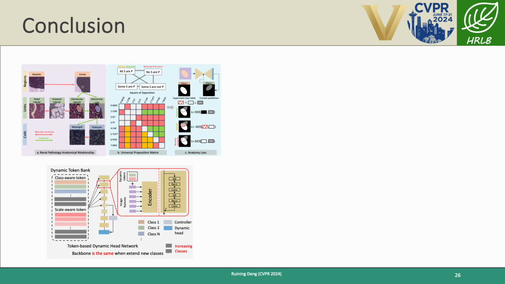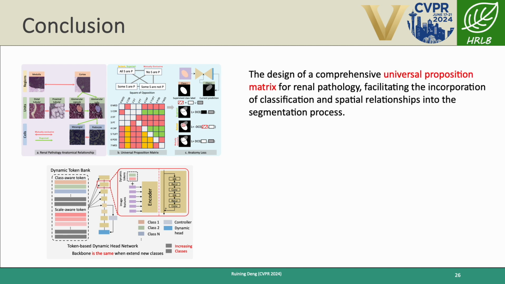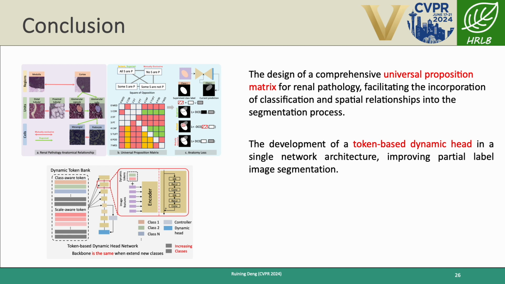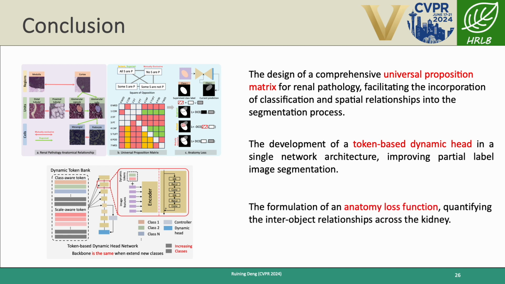To sum up our paper, the contribution of this paper is threefold: the design of a comprehensive universal proposition matrix for renal pathology, the development of a token-based dynamic head in a single network architecture, and the formulation of an anatomy loss function for a better comprehensive pathological analysis for kidney pathology.